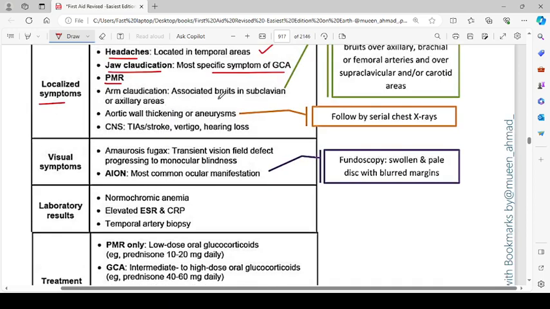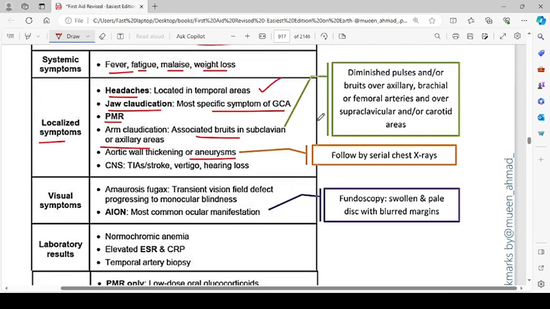Then we have arm claudication associated with bruits in the subclavian or axillary areas, and aortic wall thickening or aneurysms. These findings are diminished pulses and/or bruits over the axillary, brachial, or femoral arteries and over the supraclavicular and/or carotid areas. Aortic wall thickening or aneurysm is followed by serial chest X-ray. In the CNS, transient ischemic attack, stroke, vertigo, and hearing loss can occur.